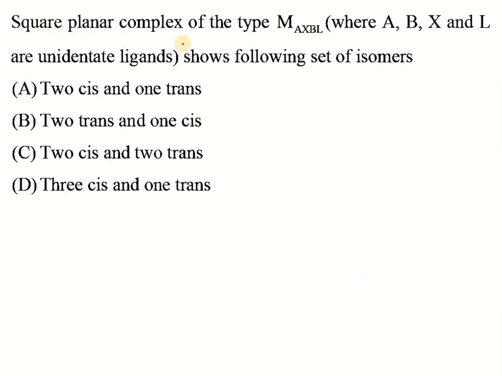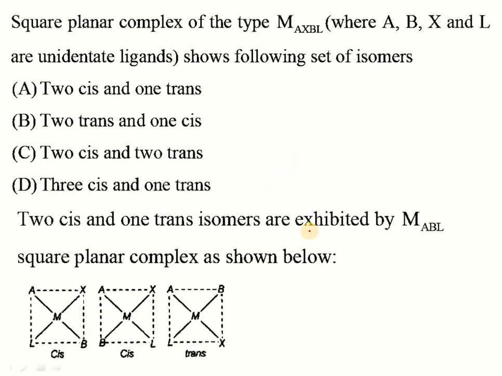Next question. Square planar complex of the type MAXBL, where A, B, X, L are unidentical ligands. Which set of isomers is correct? You know, geometrical isomers: 2 cis and 1 trans will come. This is a repeated question; earlier, in 2015, they asked it in KCET. So 2 cis forms and 1 trans form will be formed. Option A is the right answer for it.